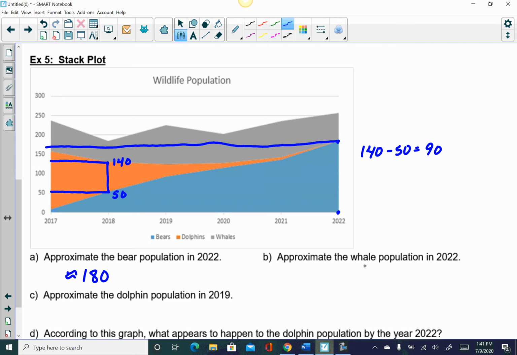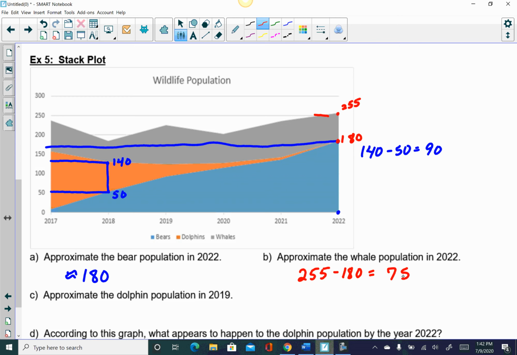Approximate the whale population in 2022. So the whale population in 2022 also starts down here, and then it goes up to here. So if we approximate this down here at 180, and I would say the top is up there, maybe just above, because here's your 250 line right here, so it's just above that. So maybe 260. You could even go with maybe a 255. Maybe I'll do a 255. So then we would say 255 minus 180, and that would land us at 75.